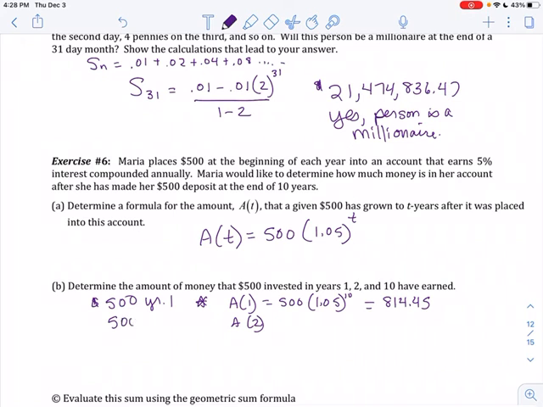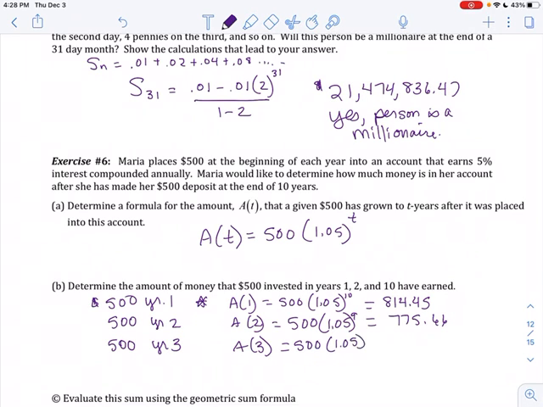Okay, year 2, again, she's going to put in $500, but in year 2, it's only going to earn interest for 9 years. So that's only going to earn $775.66. Year 3 comes, again, she's putting in $500, but that money is only going to be earning interest for 8 years.